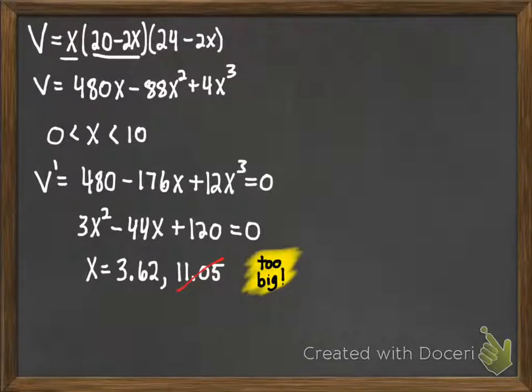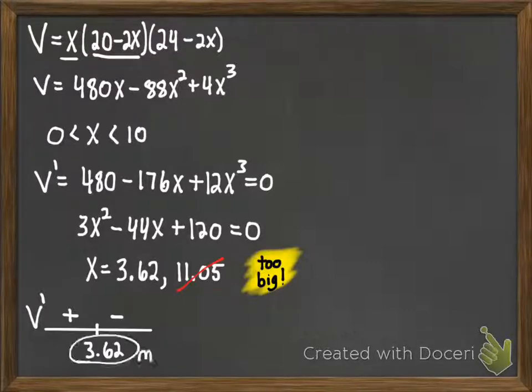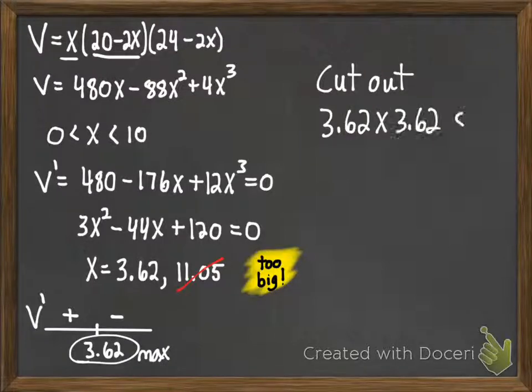And so then we look at our 3.62 as hopefully being the one that will lead to a maximum value. But we should first test the derivative for values above and below 3.62 to see that the volume is increasing before we get to 3.62 and it is decreasing afterwards. Okay, now at this point we can say that is our max. And so we need to cut out a 3.62 by 3.62 square.